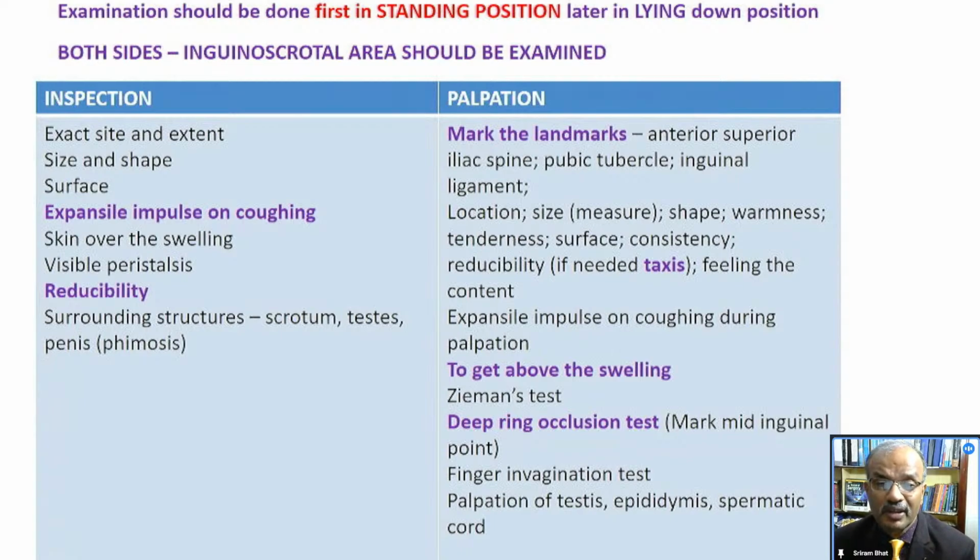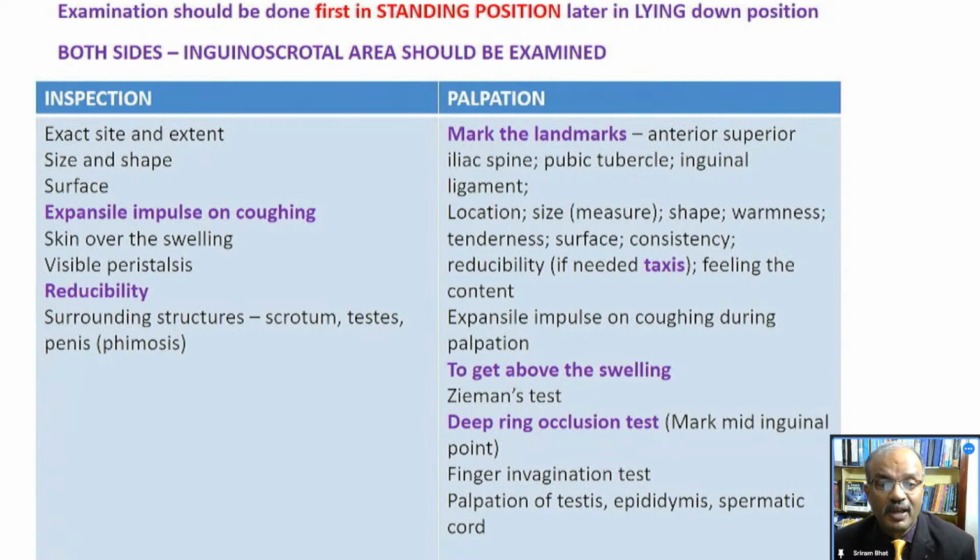Why is it a hernia? Because of the expansile impulse on coughing. It's the only thing, because it's not reducible, so reducibility will not come into the picture. Expansile impulse on coughing is the most crucial part to say it is a hernia. It's the most important thing. Palpation of the testis, epididymis and spermatic cord again you have to do. That's important: whether the testis is palpable or not, and the opposite side spermatic cord. All the things you have to palpate in this patient.